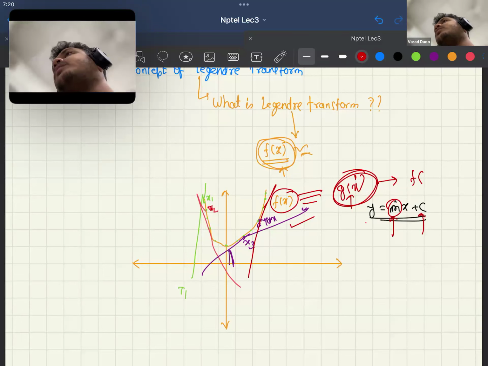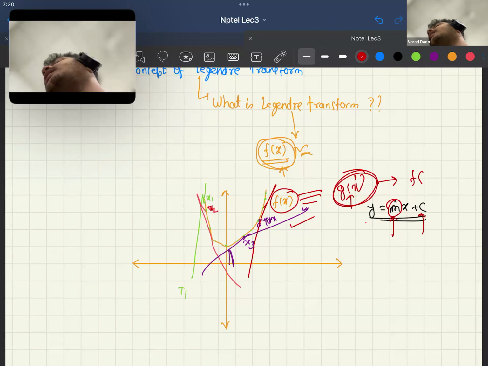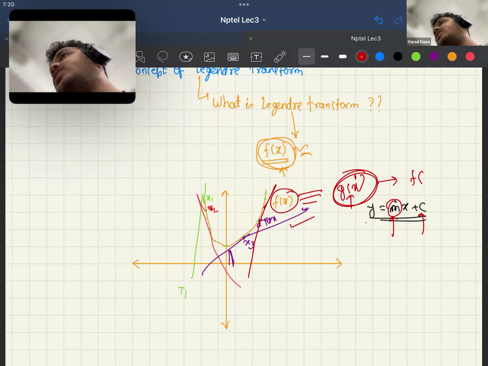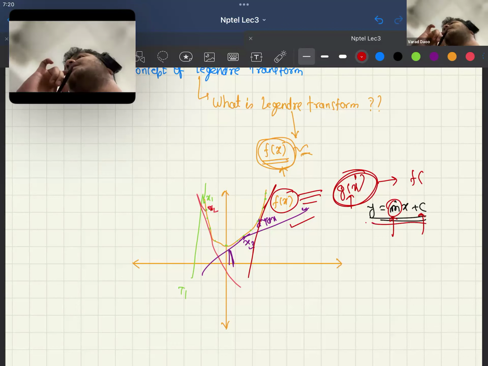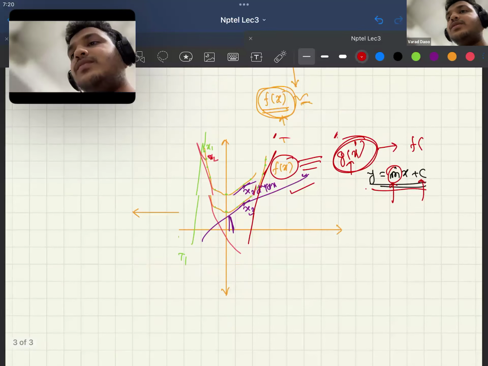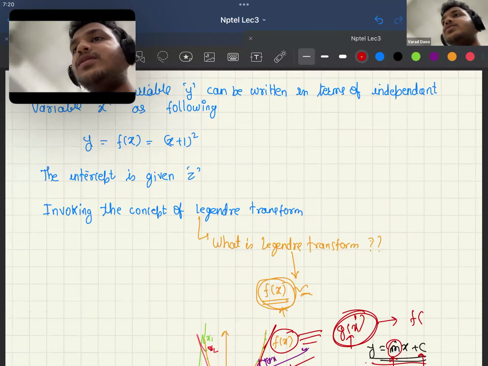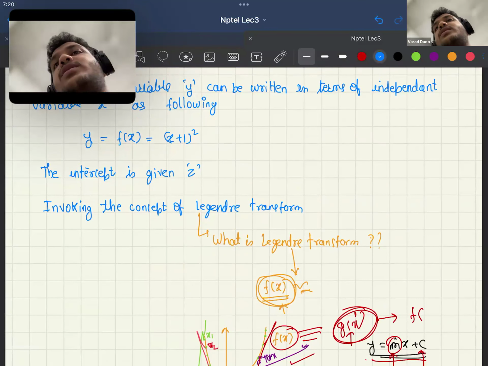So the Legendre transform is nothing but taking a function and expressing that function in another, indirect way, in terms of a family of lines which are tangent to each and every point of this function. Then we express this function in terms of this family of lines, right? So let us start. I hope this concept is clear to everyone.